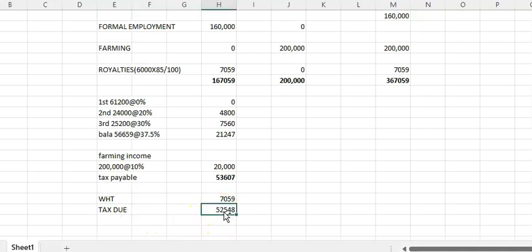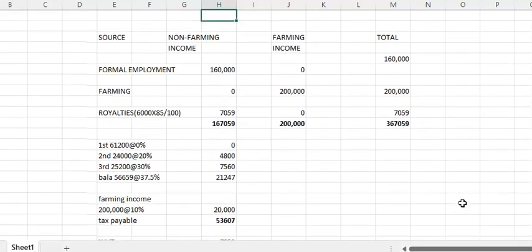So this is how we handle a question on personal income tax. So this is the end of this question. So that's how we handle a question on personal income tax. This is how we do the calculation.